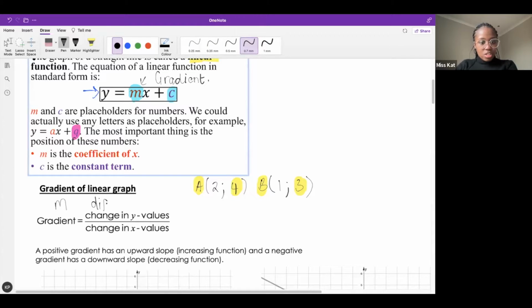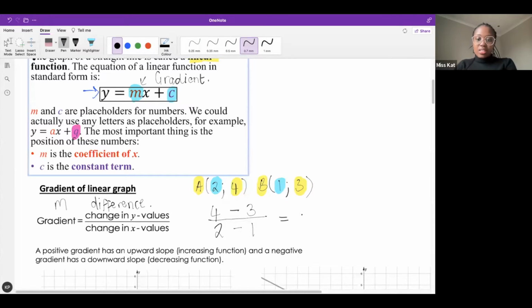Tell me guys, which operation is difference? Thank you. We are on fire. So then you're going to say 4, which is the Y value for A, minus 3, which is the Y value for B. Do we see? And then you're going to divide by the change in X values. So then we're going to take the difference between the 2 and the 1. So it's going to be 2 minus 1.